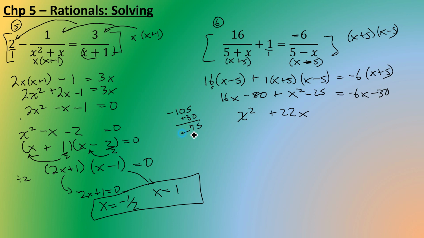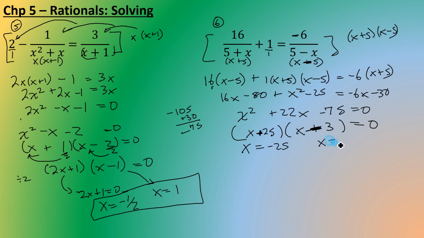So that's negative 75 equals 0. And I'll attempt to factor that. I hope it factors. So factors of negative 75 that will give me 22. I'm thinking minus 25 and plus 3. Or actually, I'm thinking plus 25, there we go, and minus 3. All right, that gives me x equals negative 25 and x equals 3. And those are my answers.